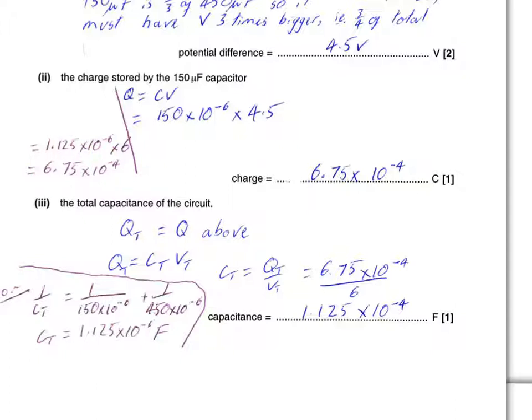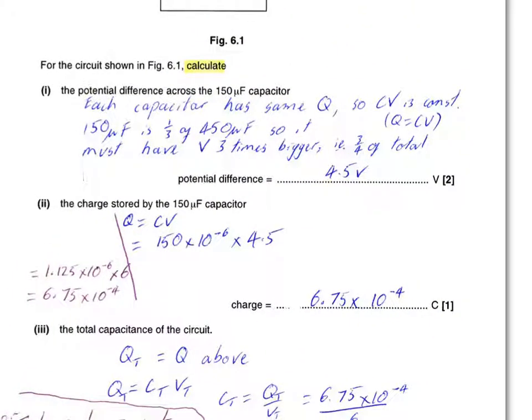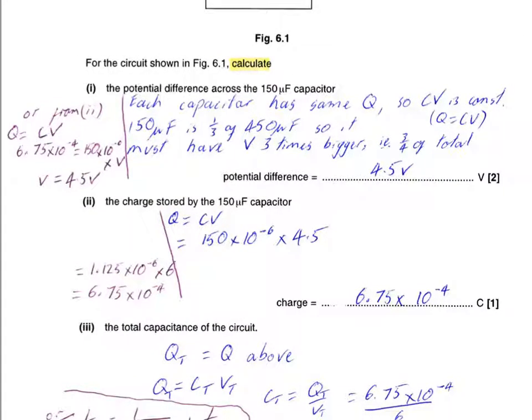And then I could go the final step and say, going backwards, that if I've got the charge on part 2, the charge on the individual capacitor, then I can work out the PD across it just using Q equals CV for the 150 microfarad capacitor. So I've got the charge, I've got the capacitance, simply dividing the 6.75 times 10 to the minus 4 by the 150 times 10 to the minus 6 and end up with the PD.